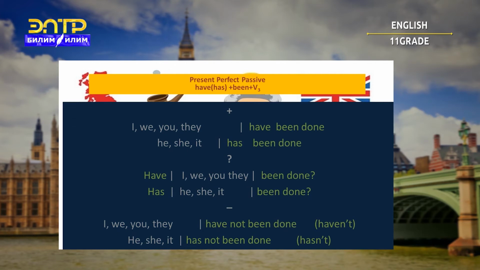In negative sentences: I, we, you, they have not been done, or we can use haven't. He, she, it has not been done. We use hasn't.